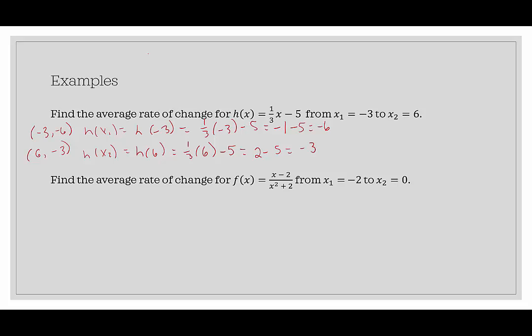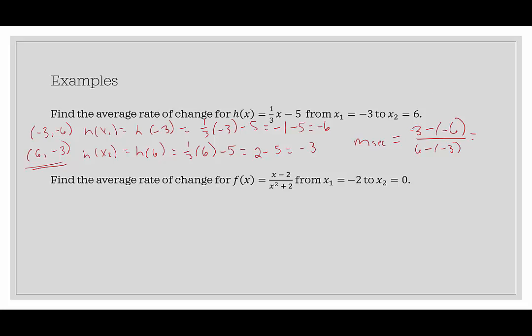Remember that slope of the secant formula? It's just the slope of the line, so we have our 2 points here. Let's go ahead and plug those in. So the slope of the secant will give us that average rate of change. That's going to be negative 3 minus negative 6 over 6 minus negative 3.